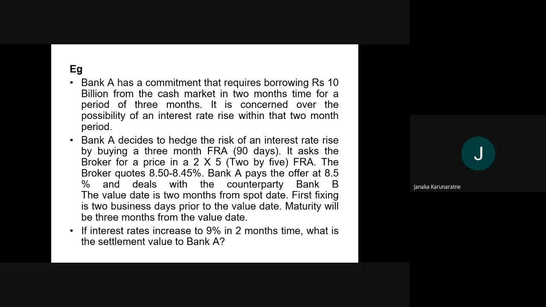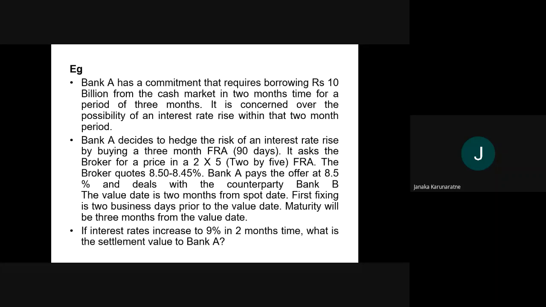Pretty simple example. Bank A has a commitment that requires borrowing rupees 10 billion from the cash market in 2 months' time for a period of 3 months. So what sort of FRA should I enter into? 2 by 5, because I need money from 2 months' time for a three months period. So I must find a partner or a seller who can enter into a 2 by 5 FRA.